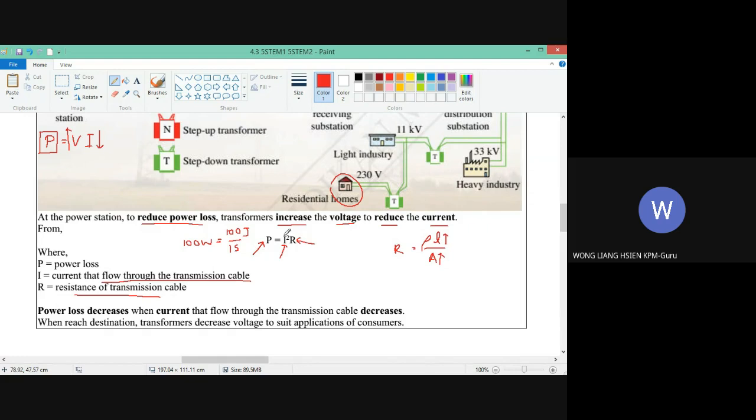So that means we have to do something about the current. What we can do is use a transformer to increase the voltage so that the current drops in the secondary circuit. Okay, when the current goes down, then the power will go down. Current decreases, then the power loss will decrease. Can see it? So power loss decreases when the current that flows through the transmission cable decreases. When reaching the destination, a transformer decreases the voltage to suit the application of the consumer.